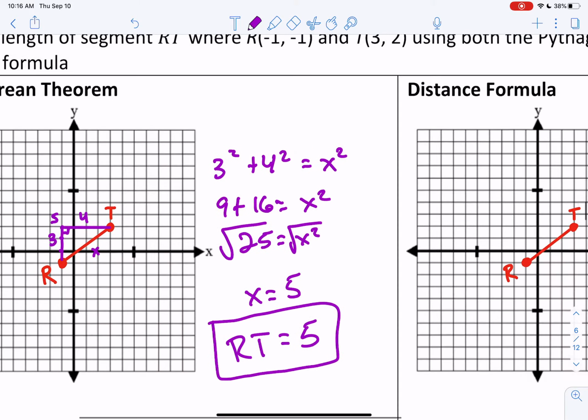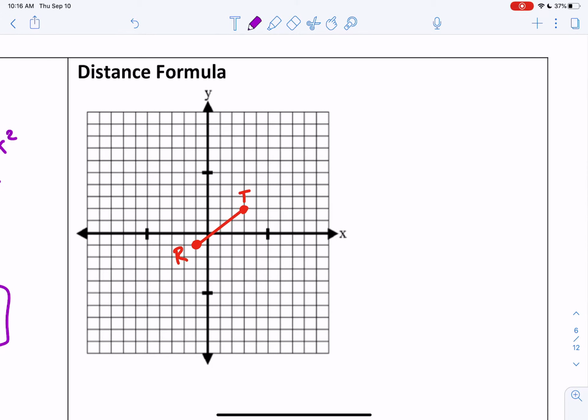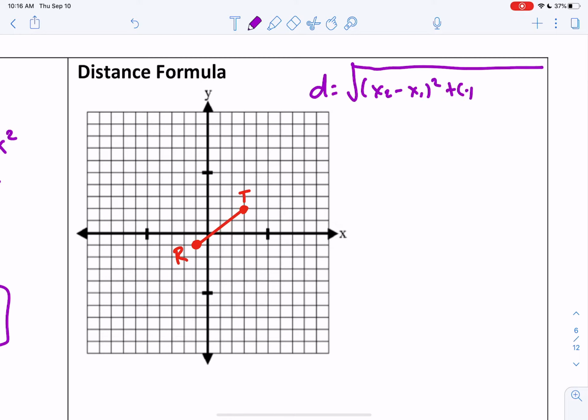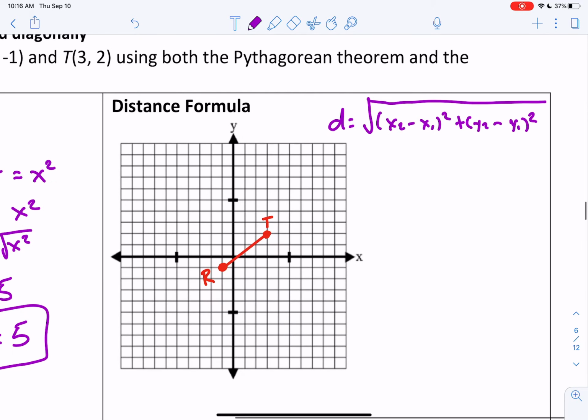Now again, we could also use this distance formula that we talked about. Distance formula will also give me the exact same answer. So I'm just going to rewrite the formula for us. We've got D equals the square root of x2 minus x1 squared plus y2 minus y1 squared. Now, what we need to do here is we need to figure out which point is which, okay? And so I'm going to go ahead and label my points here real quick.